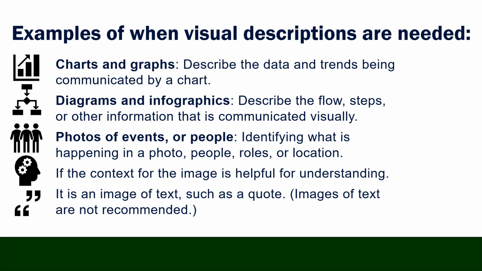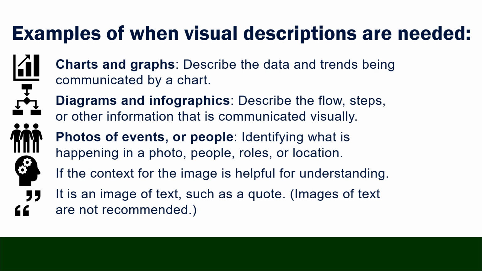Examples of when visual descriptions are needed. Charts and graphs. Describe the data and trends being communicated by a chart. Diagrams and infographics. Describe the flow, steps, or other information that is communicated visually. Photos of events or people. Describe what is happening in a photo. People, roles, or location. If the context for the image is helpful for understanding its purpose, add a caption.